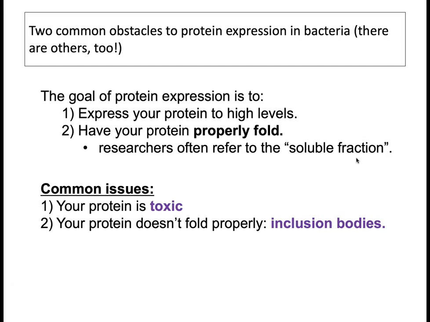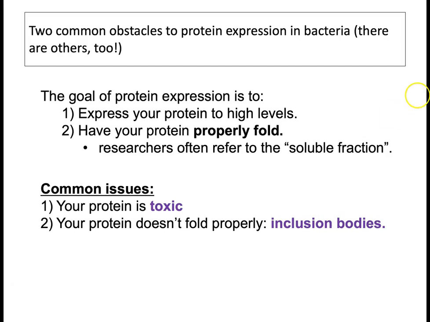The second thing that we deal with is that your protein doesn't properly fold, and what this results in is what are called inclusion bodies. Inclusion bodies are large aggregates of insoluble proteins that form within bacteria, and they can be big enough that you can visualize them with a microscope. Under a microscope, they look almost like a small organelle. They do not have a membrane around them, but they're called inclusion bodies. We want to avoid inclusion bodies.